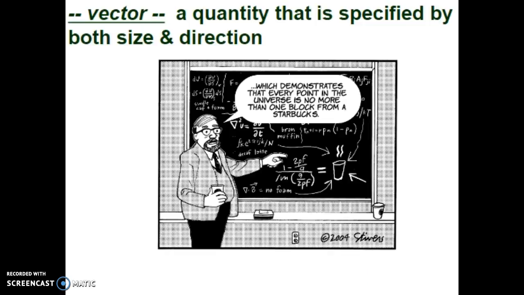So we look at displacement as a vector because displacement has both distance and direction. Vectors are quantities that are specified by two things at the same time, in this case, both size and direction.